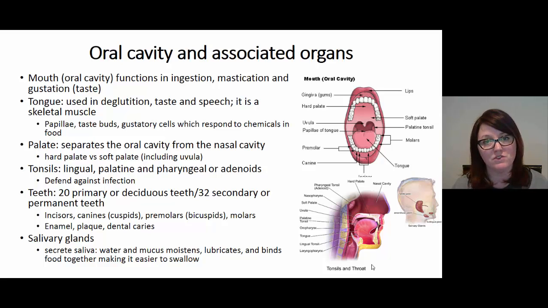And what I find kind of interesting is that when you look at the teeth of a human, you can tell that we are omnivores, because the incisors and cuspids are really important for eating meat, whereas the bicuspids and molars are really important for grinding up plant-based products.